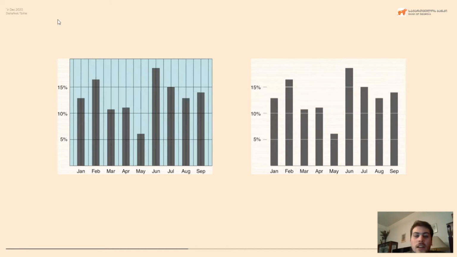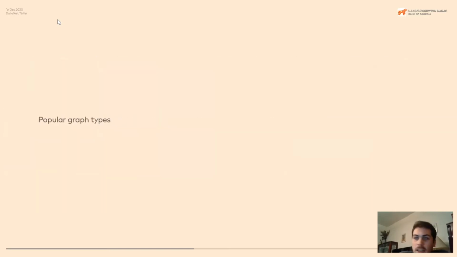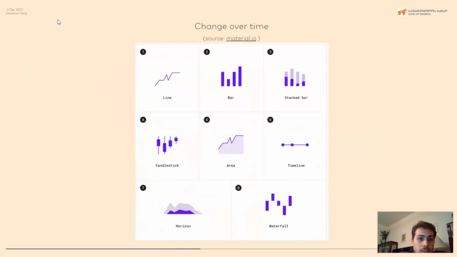We talked about clutter. Next, a very important thing you should consider is to know what kinds of graphs exist in the world, right? I will show some popular types of graphs for different kinds of insights. These graphs are effective when visualizing indicators changing over time. Especially the line graph is very popular. Also bar and stacked bar. On the stock market, you have seen candlestick, timeline, and so on. Area graphs are also very popular.